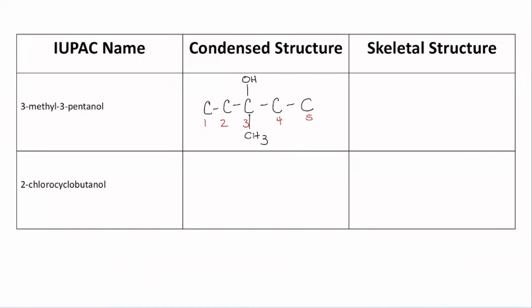Now we put in the hydrogens. How many hydrogens on carbon number 1? What about carbon number 2? What about carbon number 3? Carbon number 4. You guys got this. Great. Carbon number 5.